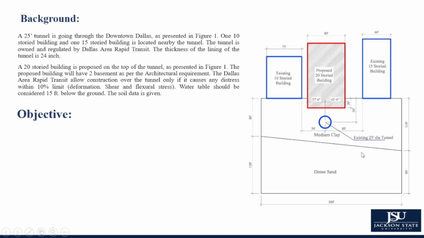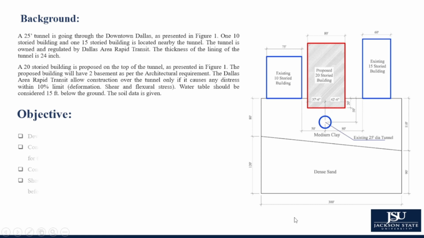Now the thing is, there is another proposed building which is 20 stories, and it will have two basements, about 20 feet under the ground. So now we have to see in the Plaxis model how much deformation the tunnel faces because of the proposed building. If it's within the 10% limit, then we can say that they can build this building. So this was all about the background of the project.